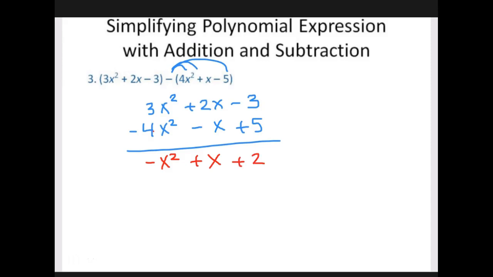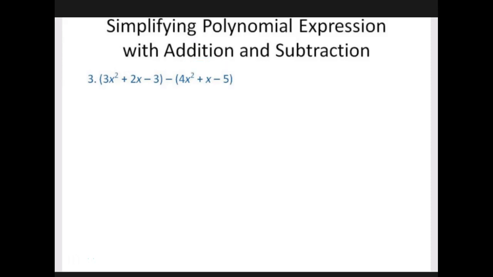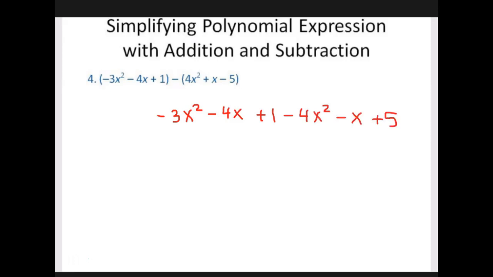So again, you can continue to write horizontally. You can stack them vertically. Both ways get you to that same final answer. Okay, and then once again, you have negative 3x squared, negative 4x, positive 1, negative 4x squared, negative x, positive 5. Combining like terms, you get negative 7x squared, negative 5x, and positive 6.